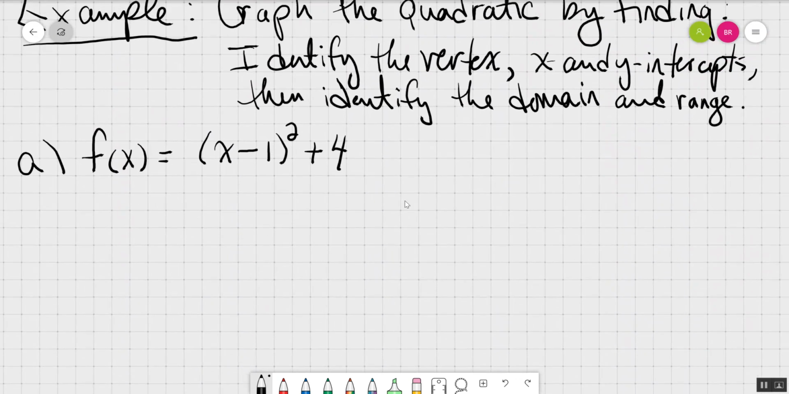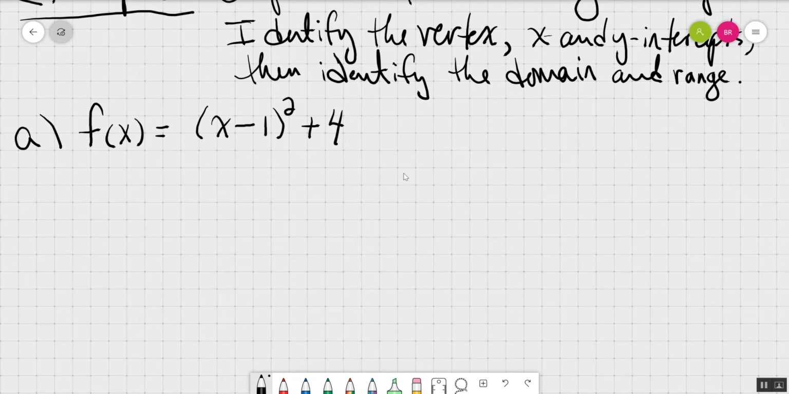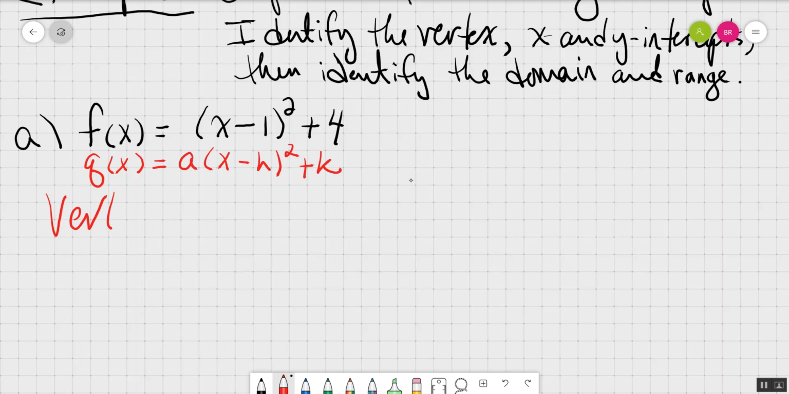All right, so let's start off with what I need to know. I need to know the vertex. So the vertex is the value of h and k. I'm going to write below this the standard form so you can see where the values pop up: a(x minus h) squared plus k. So our vertex is the value of h and k. So for this equation, hopefully you see, what's in the position of h? It's a 1. What's in the position of k? It's a 4. So apparently my vertex is going to be (h, k).